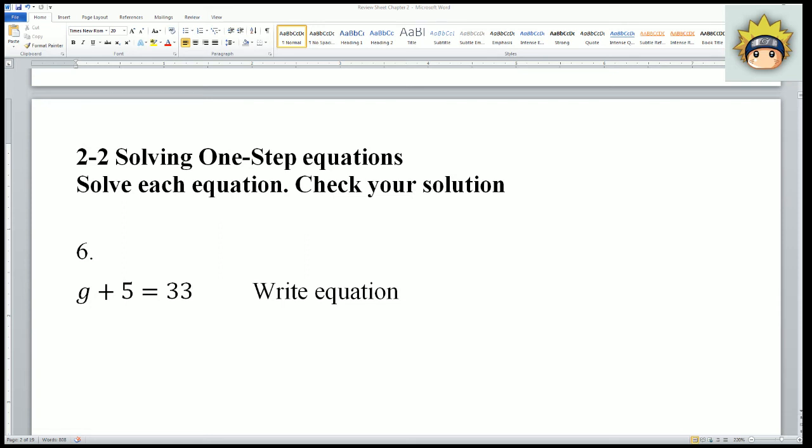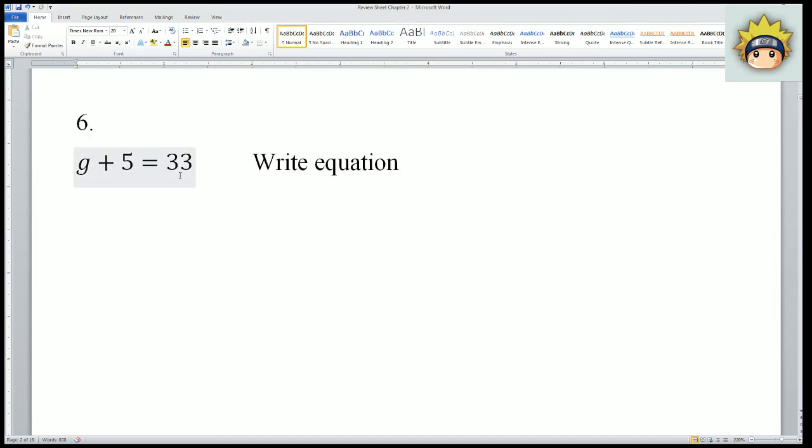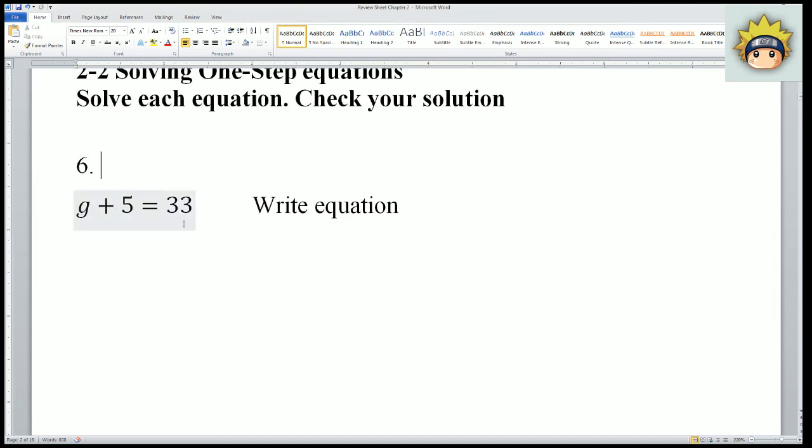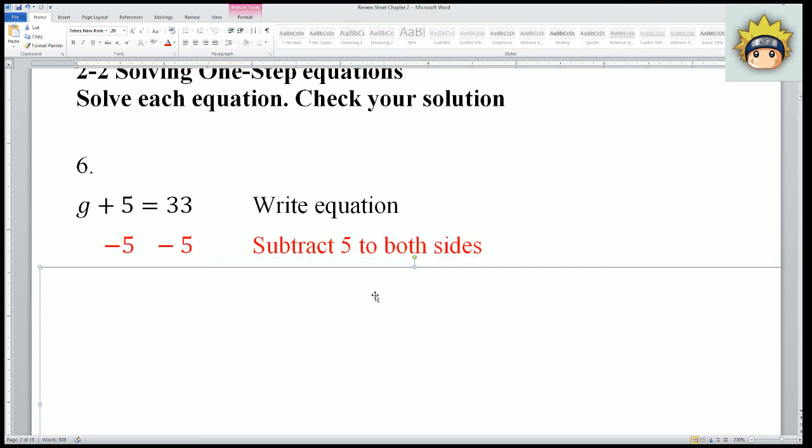Alright, so number 6 gives us g plus 5 equals 33. My first step is always to rewrite the equation. Okay, I see g plus 5 equals 33. I need g alone, so I'm going to use the inverse operation. The inverse of plus 5 is subtract 5. Whatever I do to the left-hand side, I do to the right-hand side. That's why I subtract 5 from both sides.